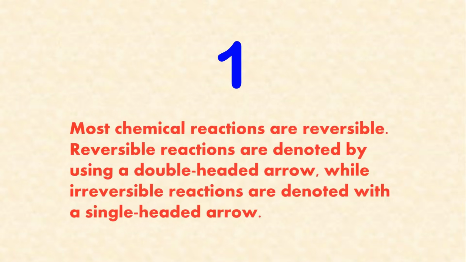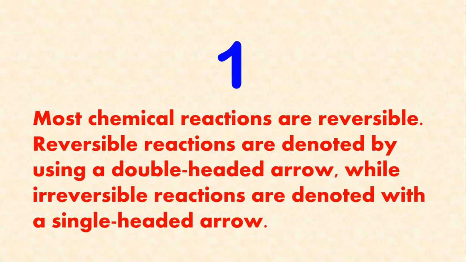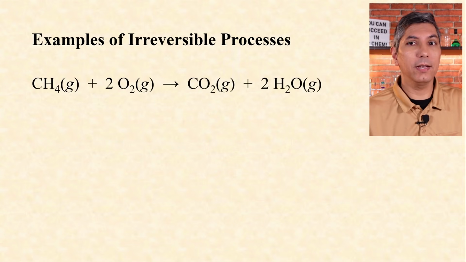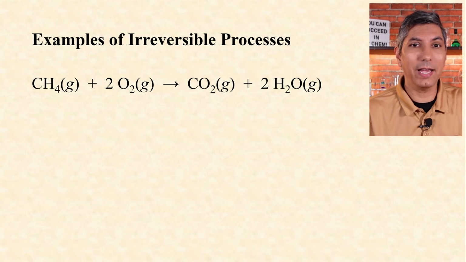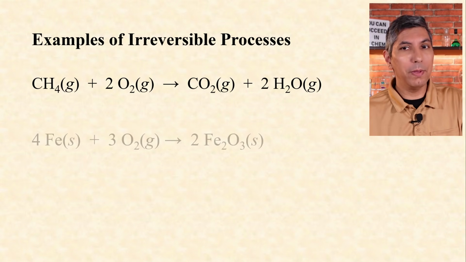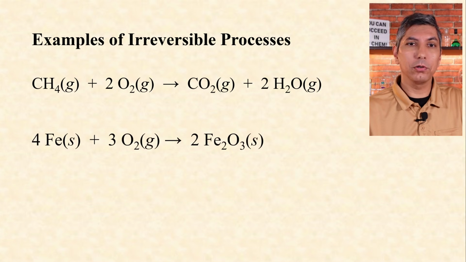Number 1. Most chemical reactions are reversible. Reversible reactions are denoted by using a double-headed arrow, while irreversible reactions are denoted with a single-headed arrow. Irreversible processes include the combustion of methane and oxygen to produce carbon dioxide and water, or iron metal reacting with oxygen to produce rust, iron(III) oxide.